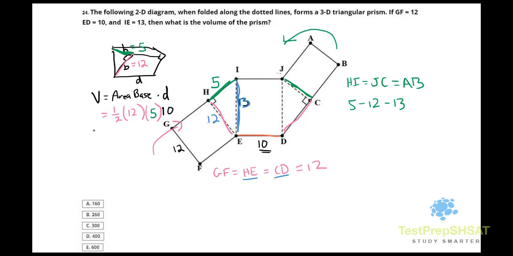And the result of my volume calculation will be 1/2 times 12 times 5, or 1/2 of 60 is 30, times 10, which equals 300. That's your answer.